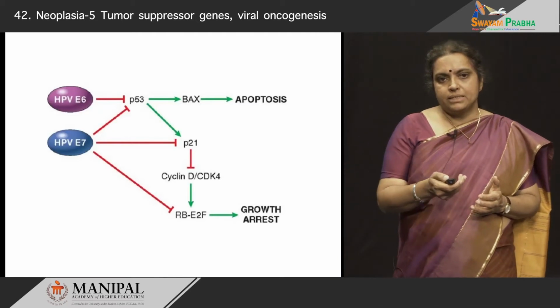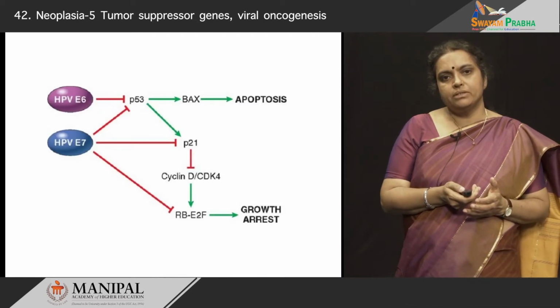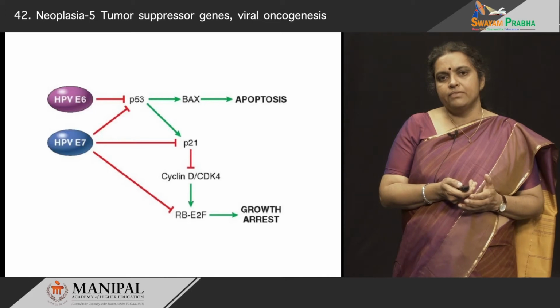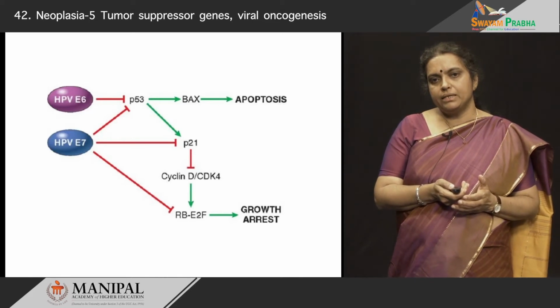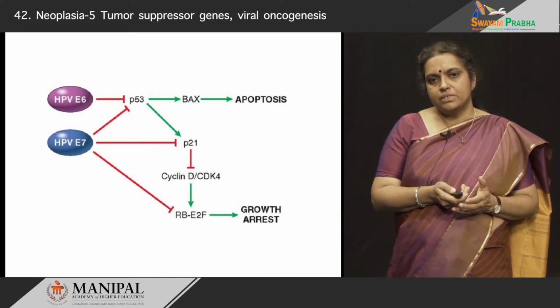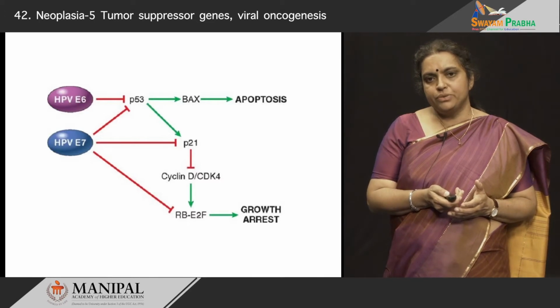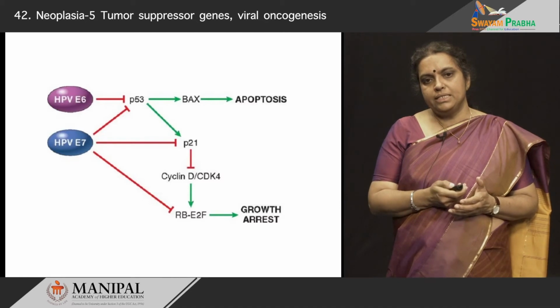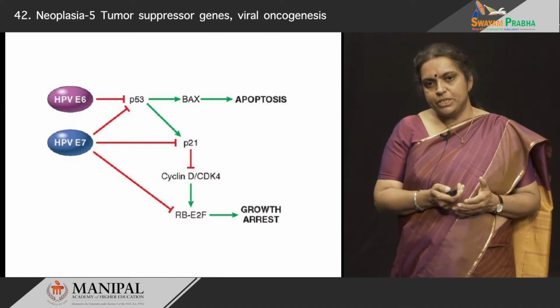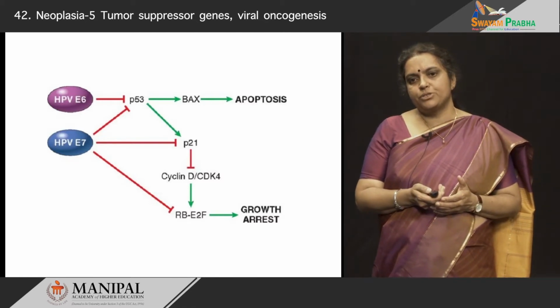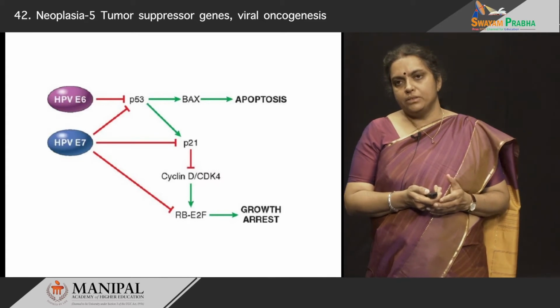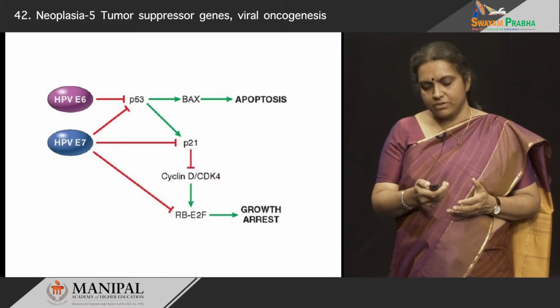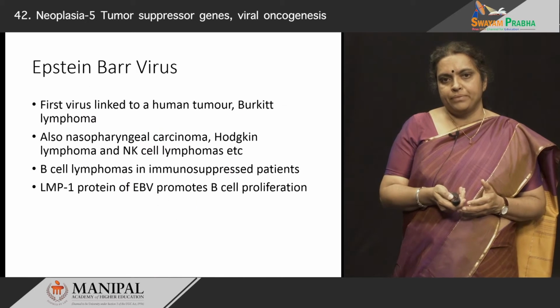So, this is just the same thing shown in a picture, the HPV E6 which binds to P53 and causes inhibition of P53, which would normally have caused apoptosis, and E7 inhibiting P21 and the retinoblastoma gene product, which would normally have caused the growth arrest.